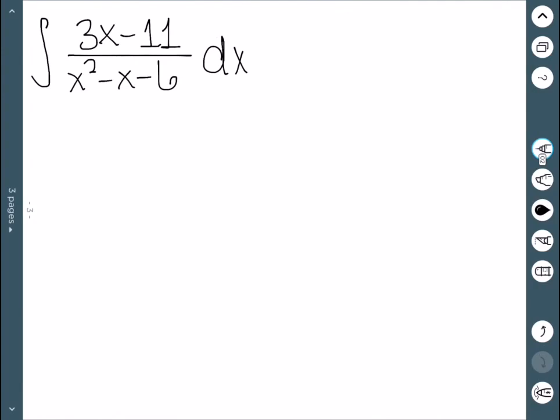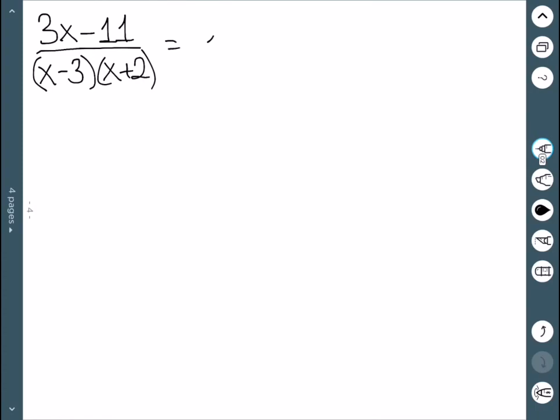Here's our first example. We want to integrate 3x minus 11 over x squared minus x minus 6 dx. So we're going to start with the partial fraction decomposition. The first step to that is to factor the denominator, and we can see that the denominator will factor into x minus 3 times x plus 2. Now that we have that, we set up a fraction for each one of these terms. I have a over x minus 3 and b over x plus 2.